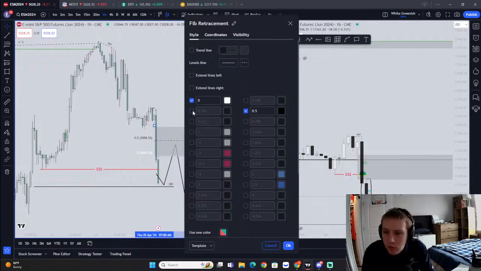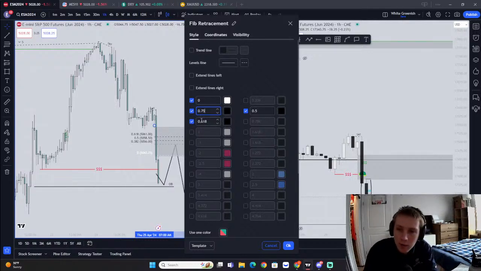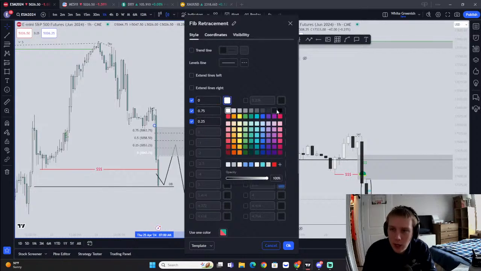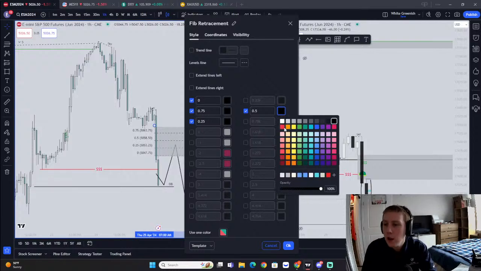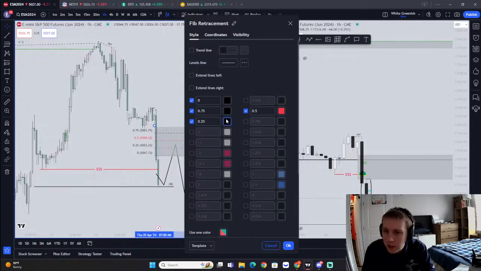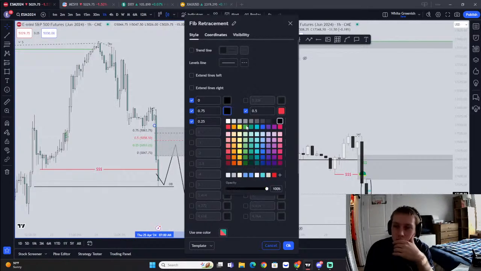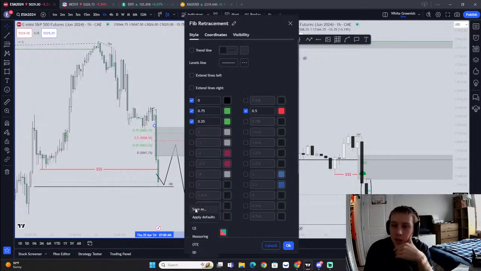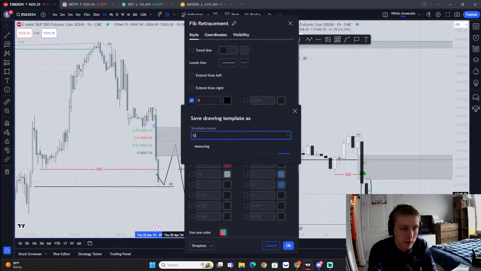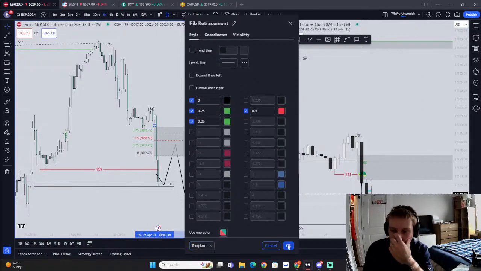0.75, and I want to do like 0.25. This will just be for imbalances to tell me. Alright, and then I'll make this black. I'll make this red. And then I'll make these 0.5, 0.75. I'll make them like, I don't know if I like yellow. Green? Yeah, I'm gonna say that. Gaps. I'm gonna say gaps. So that's that. Okay.